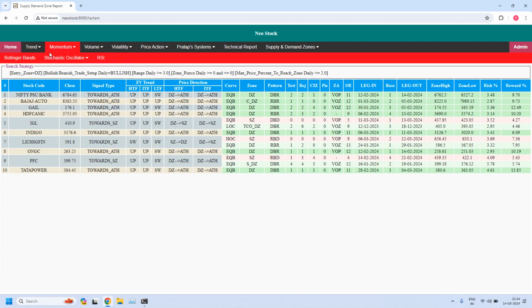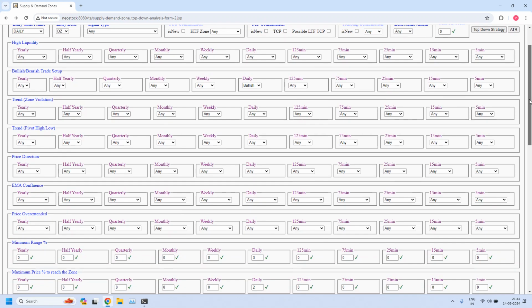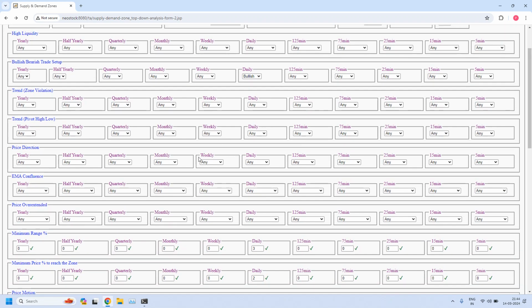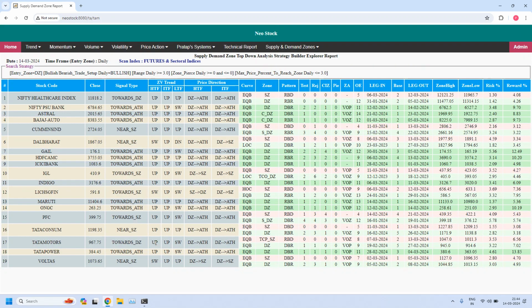Now let me generate within 3%. If the price is down by 3%, how many stocks will be there? So in maximum price percent to reach the zone in daily, I am changing the previous value 2% to 3%. Now new value 3%. So within 3% range, how many stocks are there? So these 19 stocks are there. If the price is down by 3% tomorrow, you will get an entry in some of these stocks.